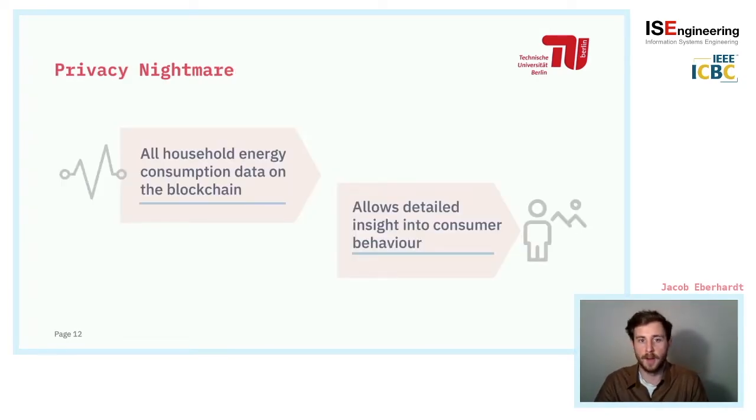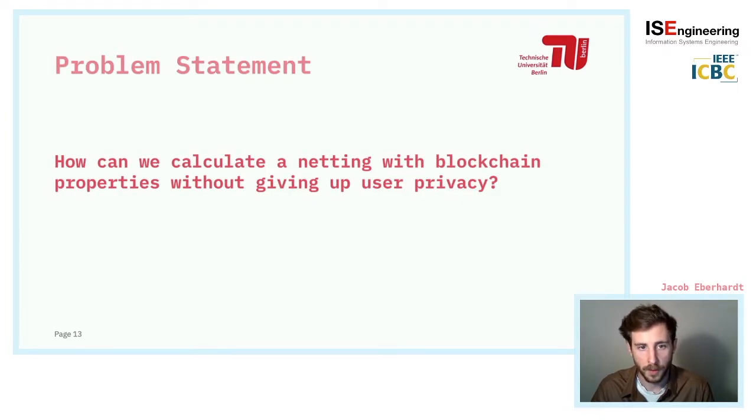However, this is a privacy nightmare. All household energy consumption data is public on the blockchain, and that allows detailed insight into customer behavior, as we explained earlier in this talk already. So this leads us to the following problem statement. How can we calculate the netting with blockchain properties, but without giving up user privacy in the process?